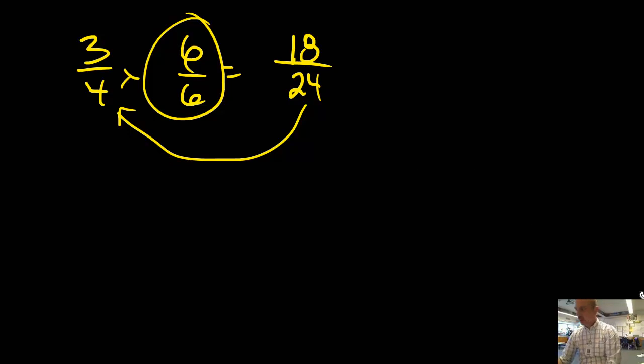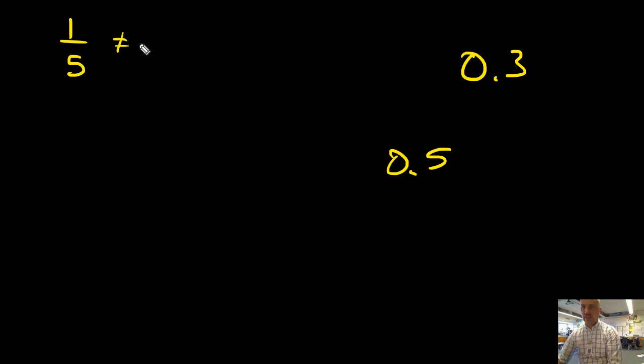Where this comes in handy, and where we're going with this, is let's try this. Let's say 1/5. Let's say I want to turn 1/5, I want to express it as a decimal. Decimals are things like 3/10, right? I can't just put 1/5 straight up in there. I can't just do that, right? Because that's 5/10, and 1/5 does not equal 5/10, right?